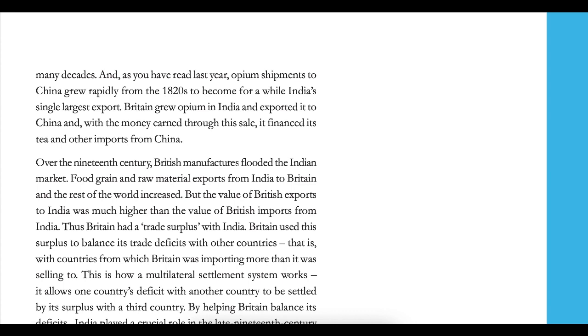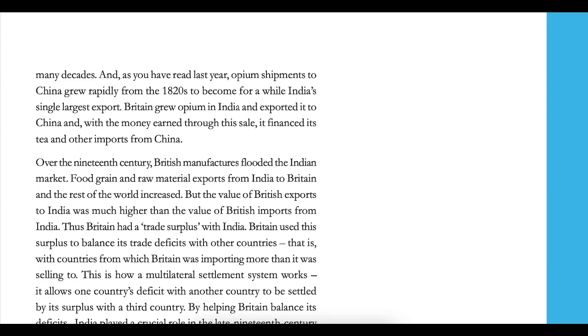Over the 19th century, British manufacturers flooded the Indian market. Food grain and raw material exports from India to Britain and the rest of the world increased. But the value of British exports to India was much higher than the value of British imports from India. Thus, Britain had a trade surplus with India. Britain used this surplus to balance its trade deficits with other countries, that is, with countries from which Britain was importing more than it was selling to.